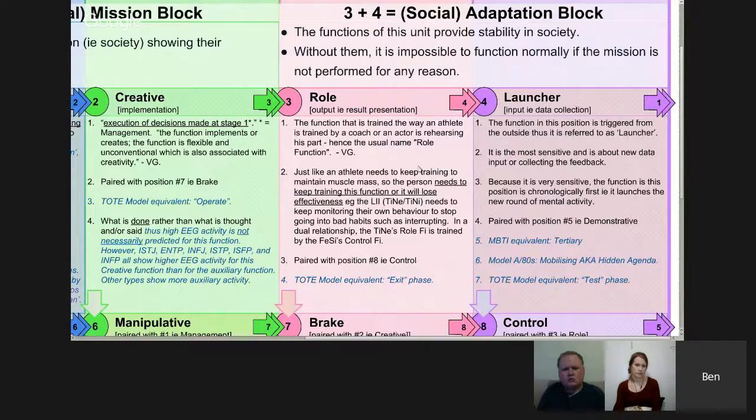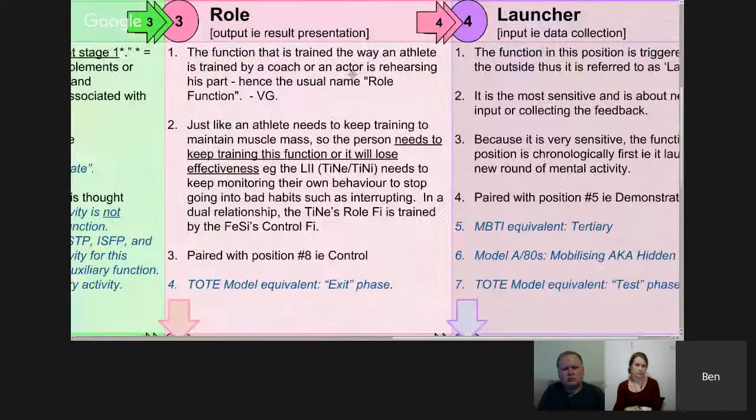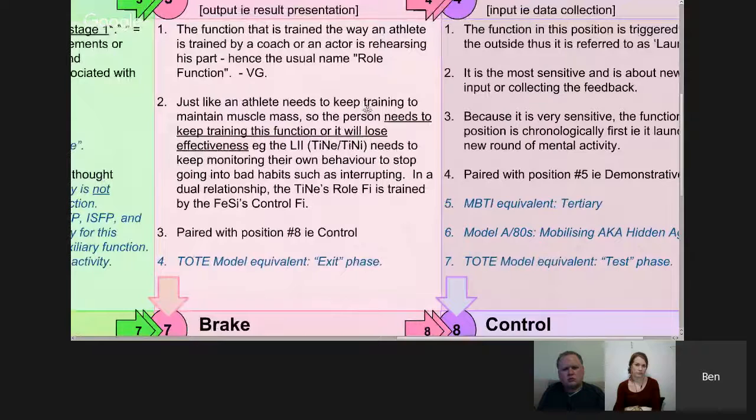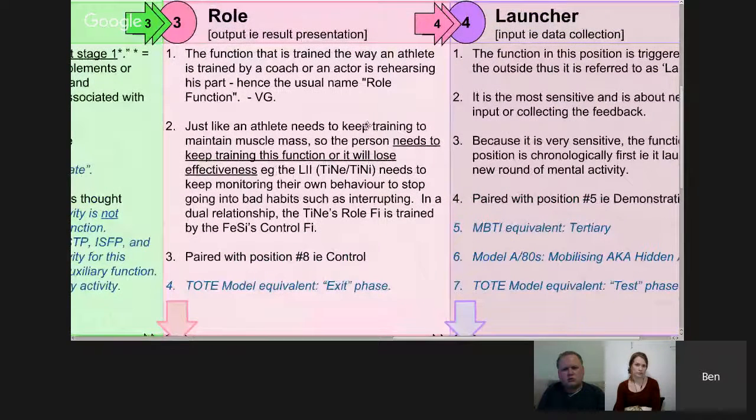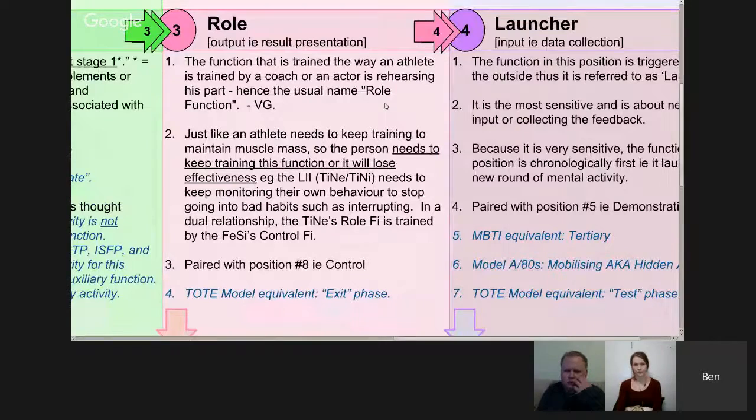Now I'll talk about what's actually in the square. Right, and the key thing here is, with experience, this function gets better. And Victor gave the example in the Model G Hangout of, oh, it's there, number one. The function that is trained the way an athlete is trained by a coach or an actor is rehearsing his part, hence the usual name role function. So it's almost like it's not a natural thing, but it's something that people can go into.